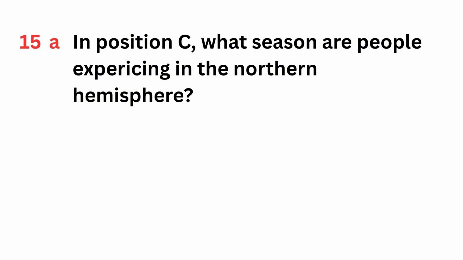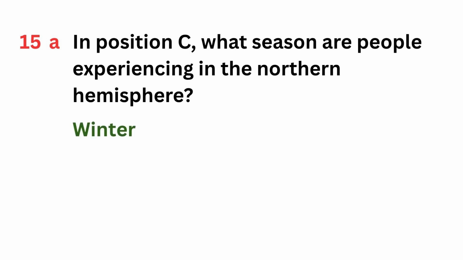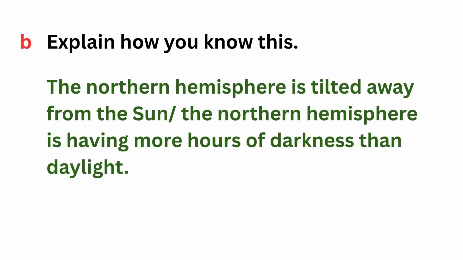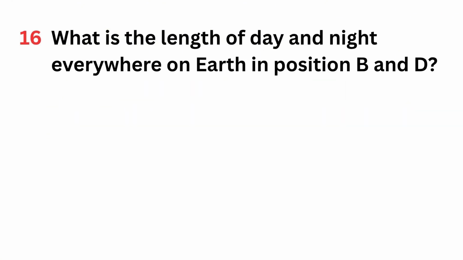Question 15a. In position C, what season are people experiencing in the Northern Hemisphere? Winter. B. Explain how you know this. The Northern Hemisphere is tilted away from the Sun, or the Northern Hemisphere is having more hours of darkness than daylight. Question 16. What is the length of day and night everywhere on Earth in position B and D?